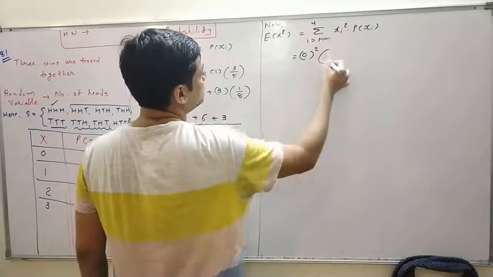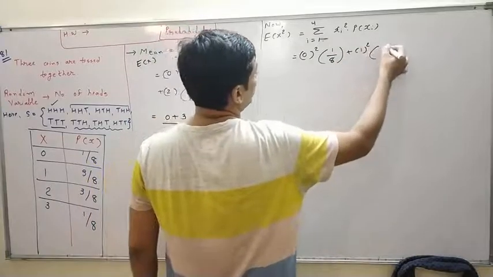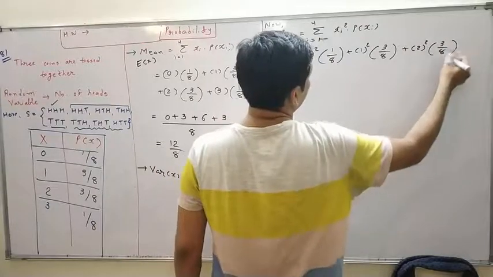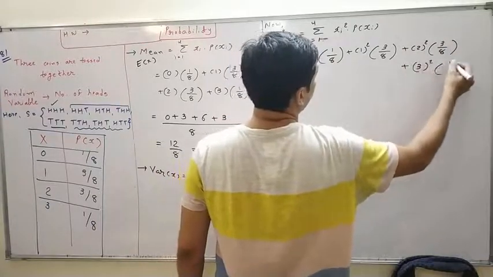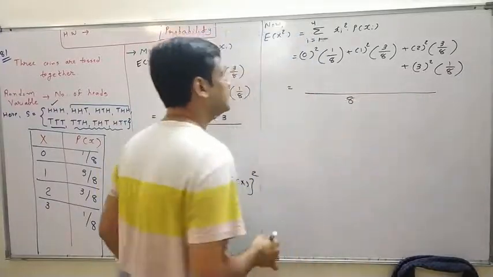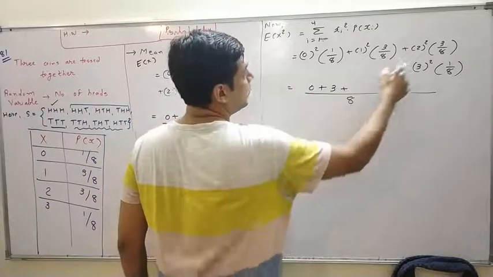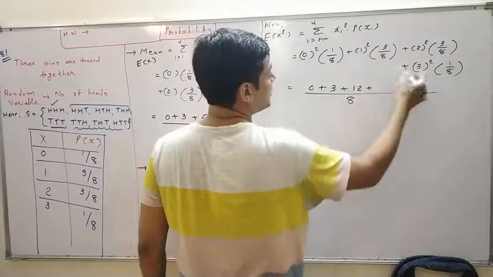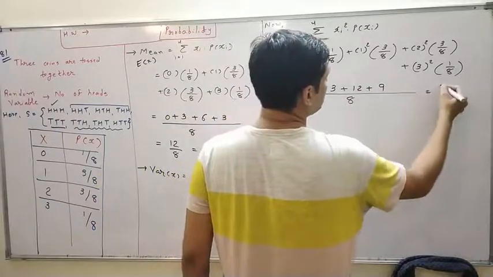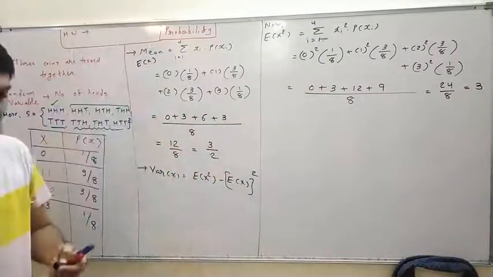So that is 0 square into 1 by 8 plus 1 square into 3 by 8 plus 2 square into 3 by 8 plus 3 square into 1 by 8. Again LCM is 8. In the numerator it is 0 plus 3, 2 square is 4, 4 3s are 12, 3 square is 9, 9 ones are 9. So 12 plus 3 is 15, 15 plus 9 is 24 by 8, that is 3. E of x square is 3.